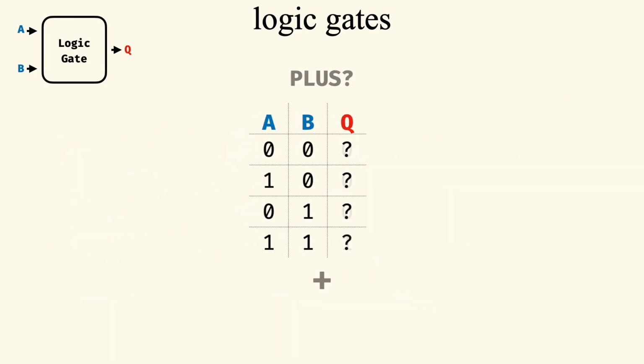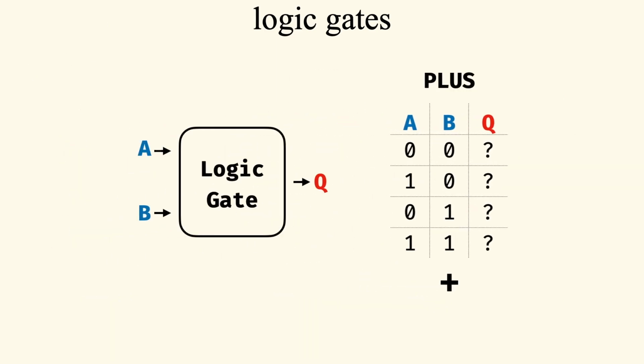So back to the problem at hand, addition. How do we define a circuit that does addition? Well, let's start with a truth table. 0 plus 0 makes 0, 1 plus 0 makes 1, 0 plus 1 makes 1, and 1 plus 1 makes 2? Okay, something is clearly wrong.